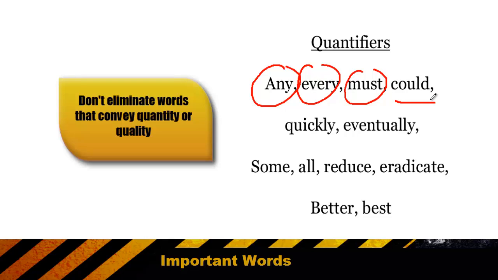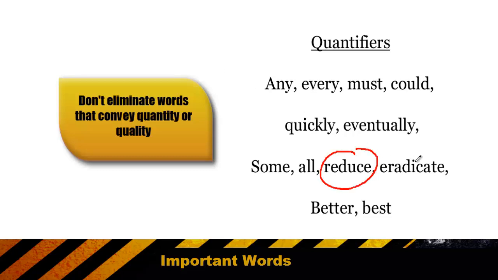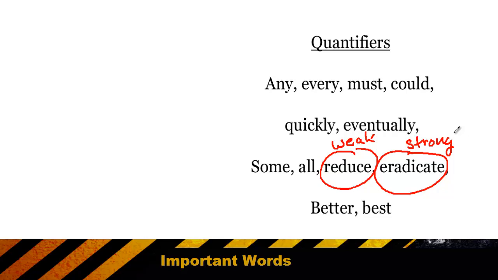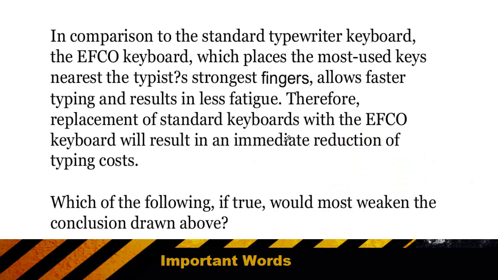Anything that talks about number or frequency or likelihood, or words that have an implied degree of strength. You want to preserve that implied magnitude. For example, there's a big difference between reducing something and eradicating something. You could say that reduce is a weak word, while eradicate is a very strong word. And when you simplify your argument in your head, you want to preserve that weakness or strongness in the conclusion or reasoning.